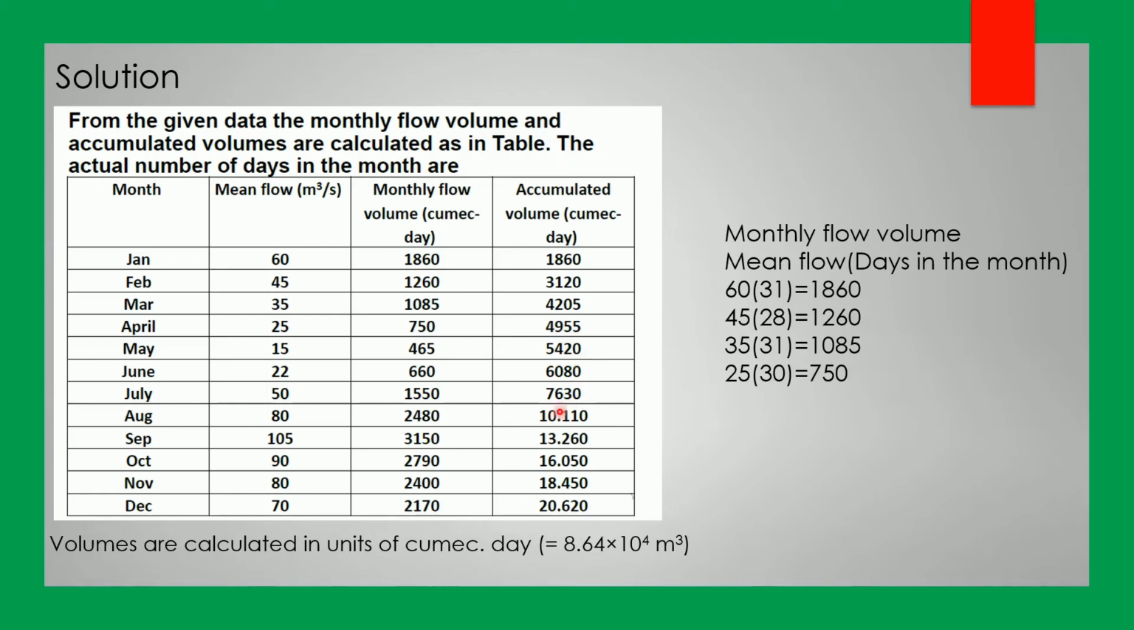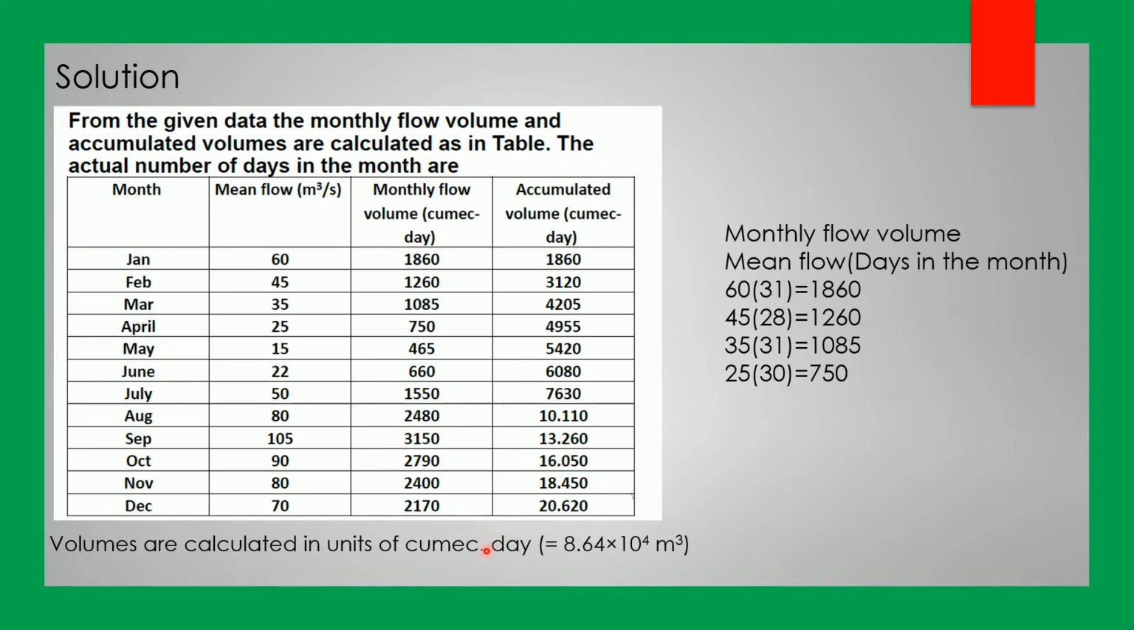which gives 5,420. Then, in the example for July, the accumulated volume is 7,630 plus 2,480, which gives 10,110. For the month of August, the accumulated volume, plus the monthly flow in September, gives 13,260. Plus the monthly flow in October, we get 16,050.